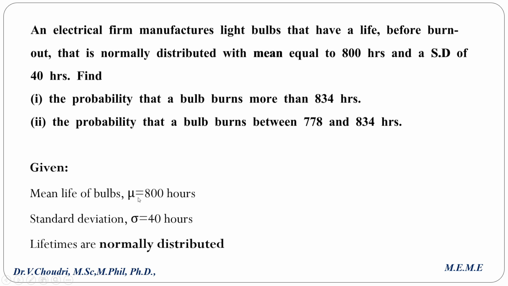The mean life of bulbs is given, mu equal to 800 hours. The electrical firm manufactures so many bulbs, and every bulb has one life. The average is 800 hours. And the standard deviation: every bulb is not exactly 800 hours. Someone is 834, someone 850, someone 750, like this. So the different standard deviation is 40 hours. So the lifetimes of these bulbs are normally distributed.